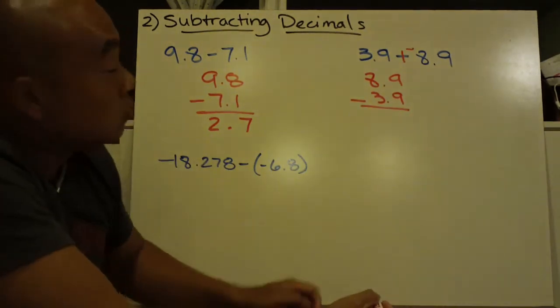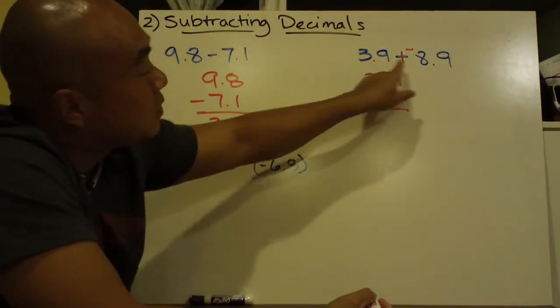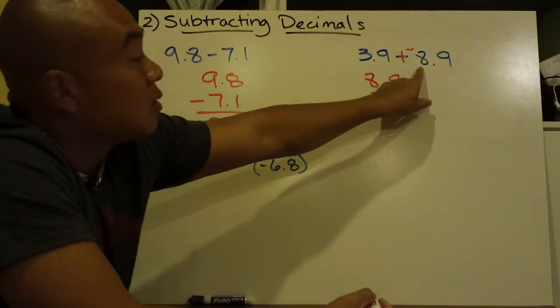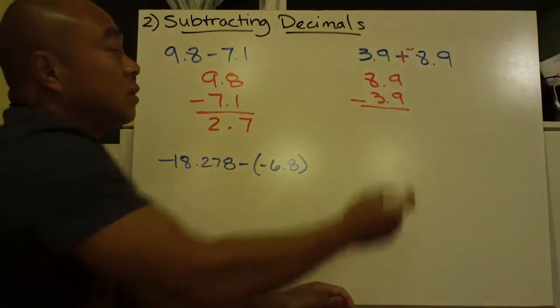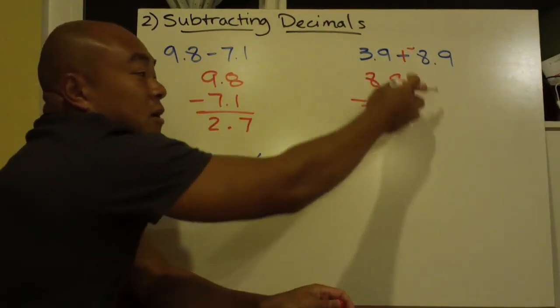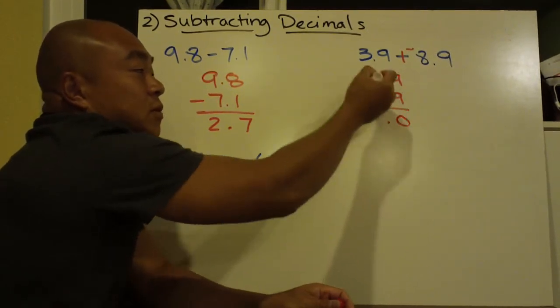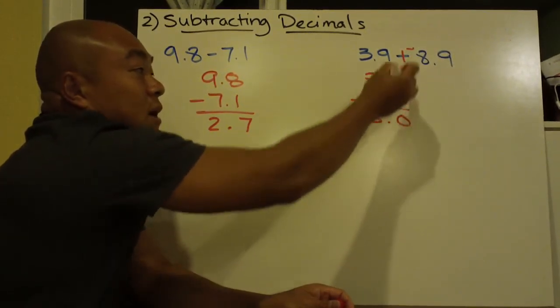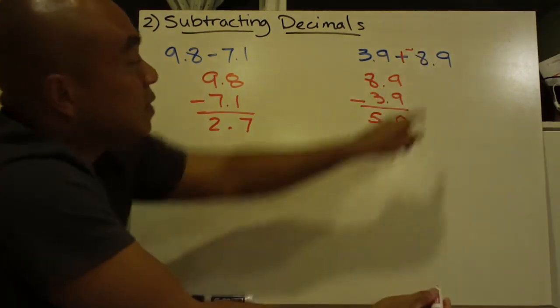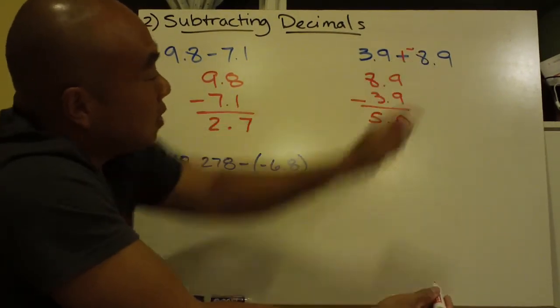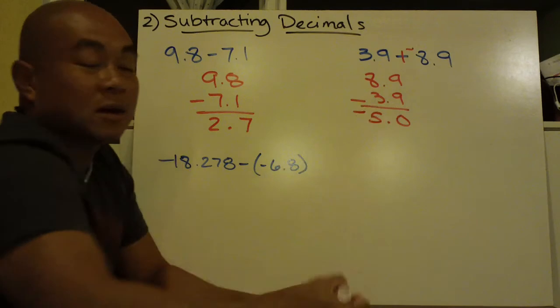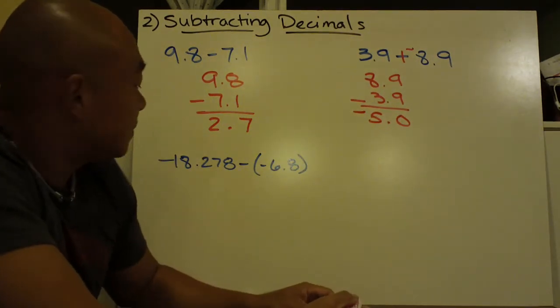And again, your integer rule states that when you have two different numbers that you're adding together, you're going to take the sign of the larger number. So 8.9, 9 minus 9 is going to give me 0. 8, bring out your decimal point, 8 minus 3 is 5. And again, our larger number here is 8.9. So that is going to give you a negative 5.